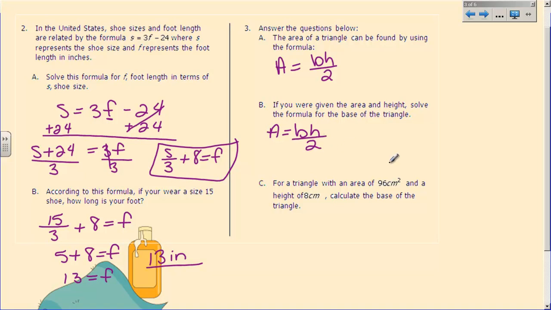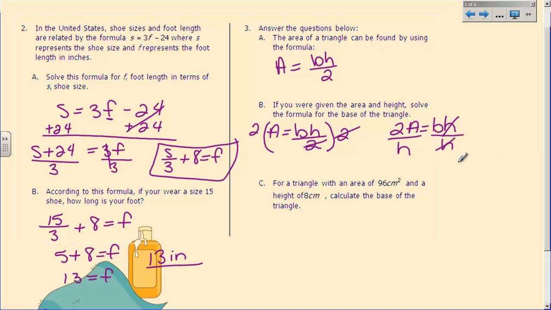So they're asking you to get B all by itself. Well, if I want this B all by itself, this denominator has to go away, and y'all should know to get rid of the denominator, we multiply by what's in the denominator on both sides. So this becomes 2A equals BH. This means B times H. Well, to undo that multiplication so that I can get the B all by itself, I'm going to divide by H.